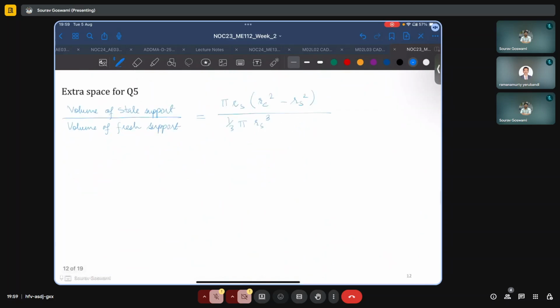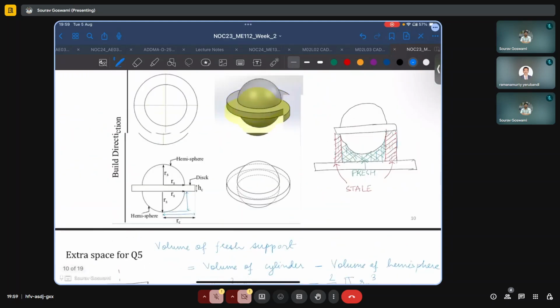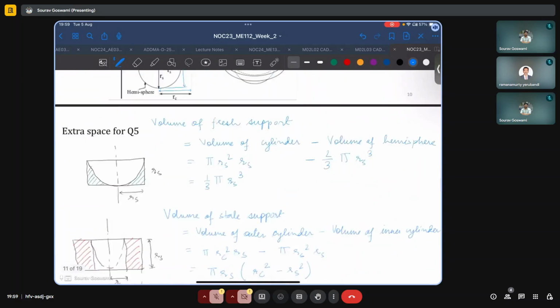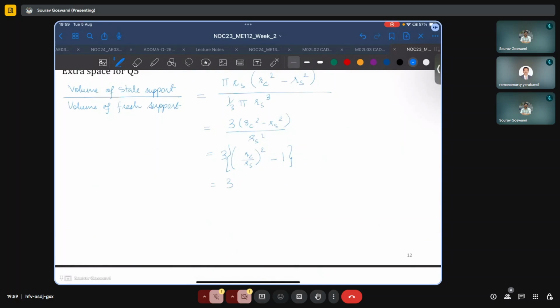And let us try to simplify this. Pi will get cancelled. We have 3 times RC square minus RS square by RS square, and this will be 3 times RC by RS square minus 1. The value of RC by RS is given to us as 4. This will be 3 times 4 square minus 1, 3 times 15, which is 45.